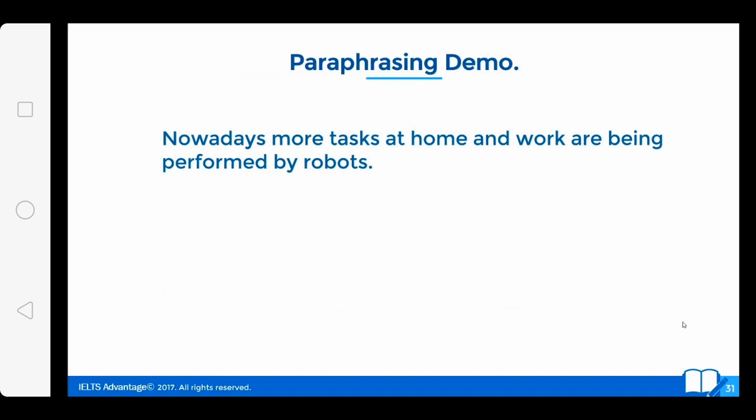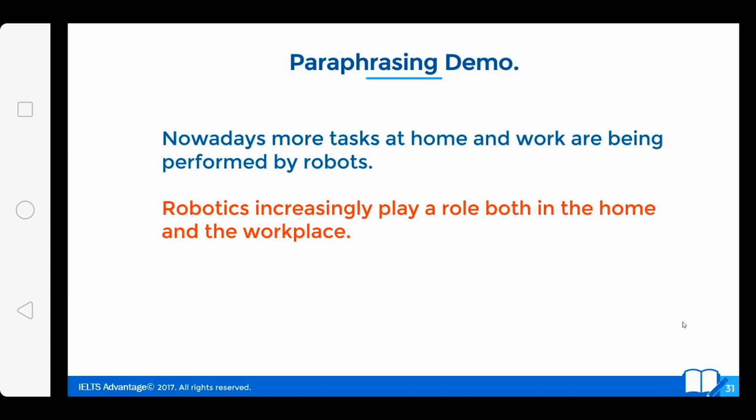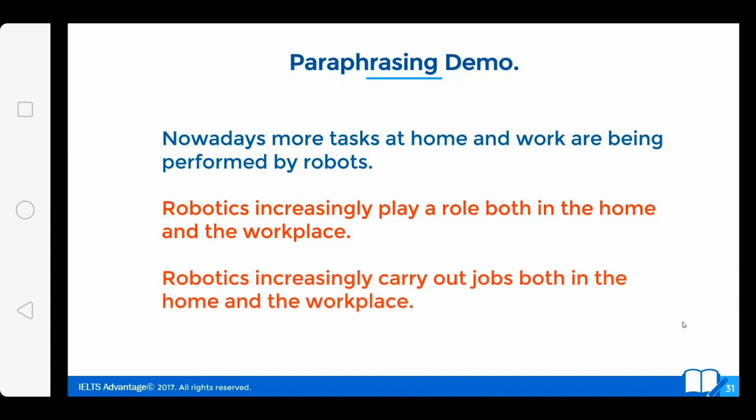Nowadays, more tasks and homework are being performed by robots. So here are 2 different ways that you can paraphrase this. Robotics increasingly play a role both in the home and the workplace, and robotics increasingly carry out jobs both in the home and in the workplace. So again, asking yourself these questions. Does this mean the same as this? Yes. Are they grammatically correct? Yes.